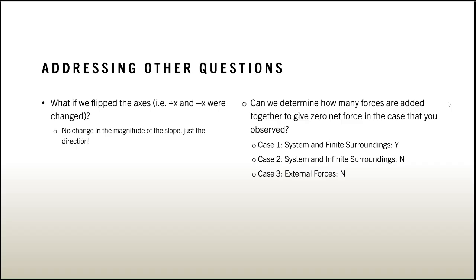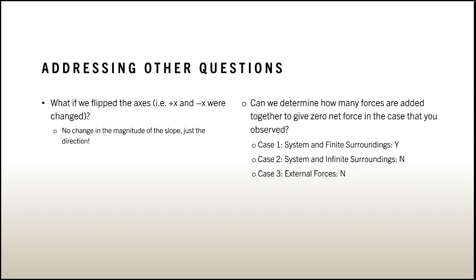Okay, addressing other questions. What if we flip the axes, like the positive x and negative x axes were changed? Well, there would be no change in the magnitude of slope, just the direction. So in this case, since we had a positive slope just now, it would be a negative slope if we change the axes. And can we determine how many forces are added together to give 0 net force in the case that you observe? Well, there's 3 different cases that I found.